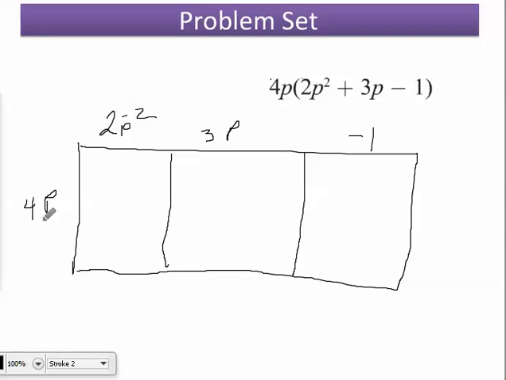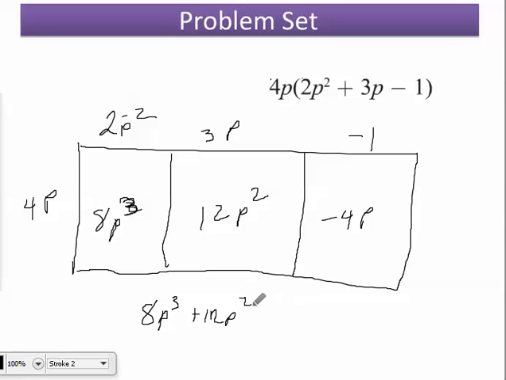2p times 4p is an 8p squared. P cubed. Okay. 4p times 3p is a 12p squared. And 4p times negative 1 gives me a minus 4p. Now I can just write it all down. 8p to the third plus 12p squared minus 4p.